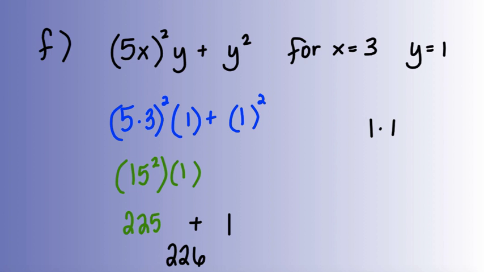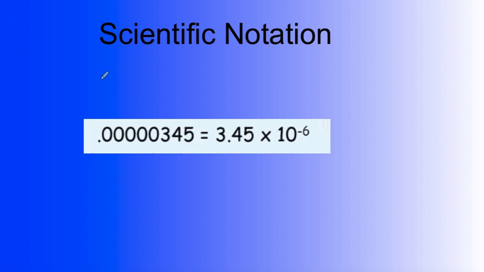All right, the last thing, and I didn't write this in your notes, so right below that you have some room. I want you to take some notes on scientific notation. Scientific notation is just a way for scientists to handle very small or very large numbers. For example, instead of writing 0.0000345, we can write it in scientific notation as 3.45 times 10 to the negative 6 power. Why? Because I moved the decimal 1, 2, 3, 4, 5, 6 places.